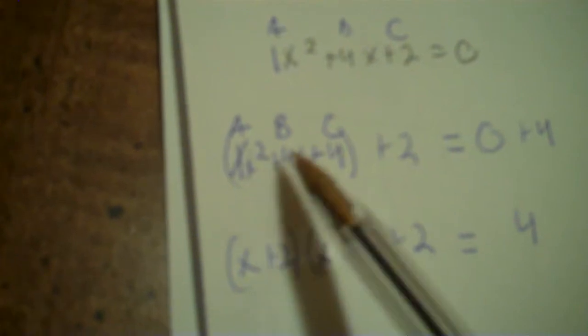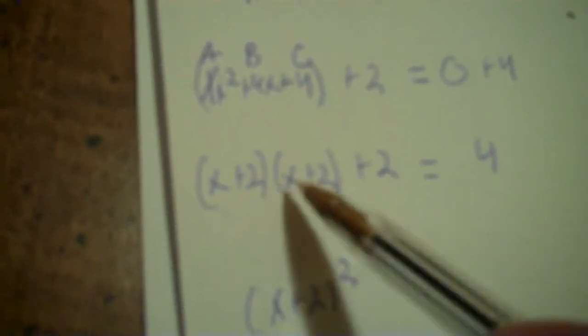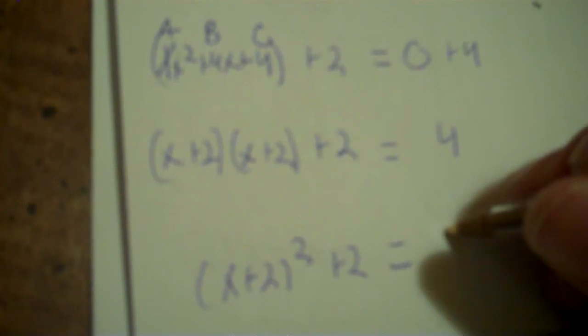Now write that as a binomial squared. Binomial means there's 2 terms. It's just squared. This is a trinomial. There's 1, 2, 3. These are each binomials. That's what factoring is. You take a trinomial and you factor it into a product of 2 binomials. Okay, that's the first half of the problem. Now bring in your h. So h squared plus 2 equals 4.